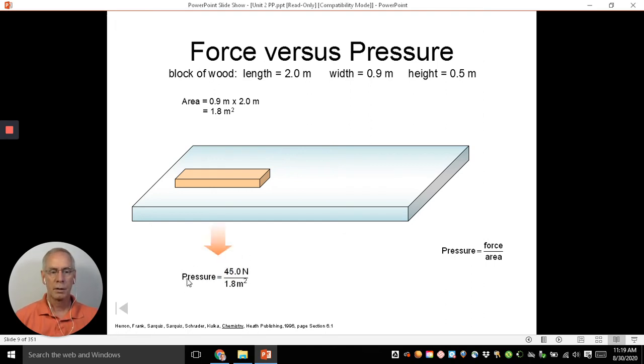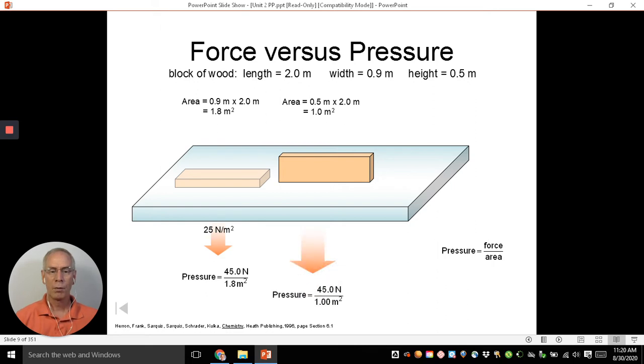So the pressure here, remember, it would be the force of 45 newtons that we started with divided by our area of 1.8 meters squared, comes out to be 25 newtons per meter squared. If I turn that block on its side, notice now there is less area pushing down. So now the area is only 0.5 meters times 2 meters, or 1 meter squared. The force is still the same, 45 newtons divided by our 1 meter squared. So the pressure on the block now is 45 newtons per meter squared.